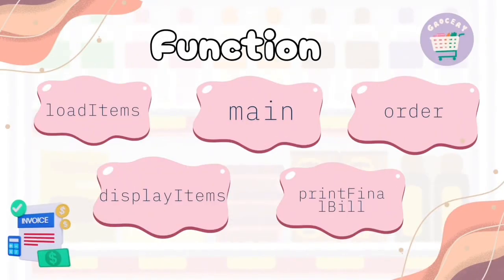This program consists of 4 functions, which are loadItems, displayItems, order, and printFinalBill, and one main function. They are important to read product data from a file, display a menu, process orders, calculate the total with tax, and print the receipt.